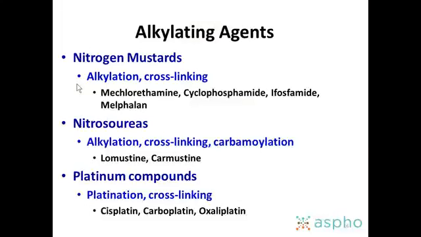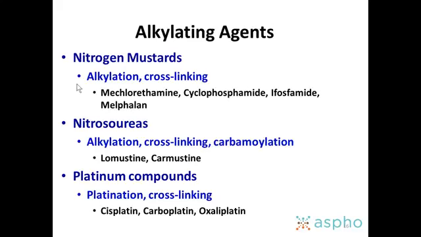So the alkylating agents are further classified into nitrogen mustard, and they work by alkylation and cross-linking. Examples of them are mechlorethamine, cyclophosphamide, ifosfamide, and melphalan. Mechlorethamine was actually the first drug used, and was used in the treatment of Hodgkin's lymphoma, and we don't use it anymore because we actually have better drugs. The big challenge with mechlorethamine was not just its myelosuppression, but also its severe gastrointestinal toxicity.